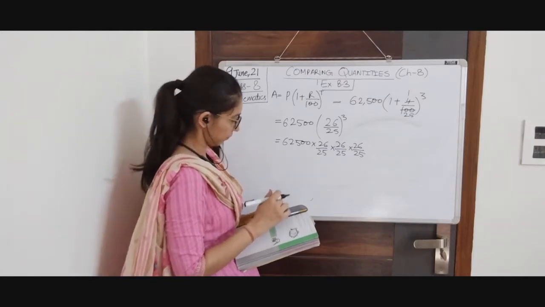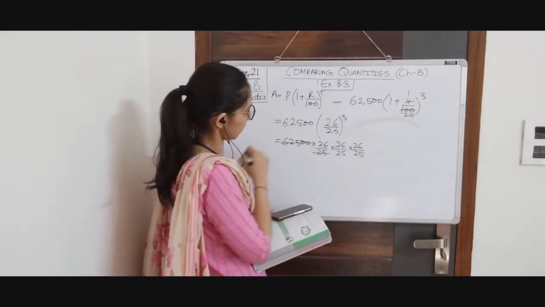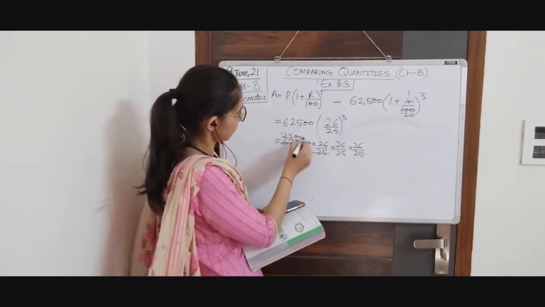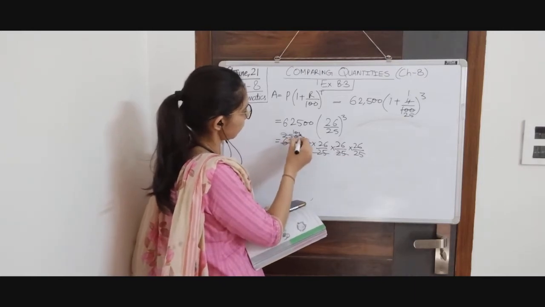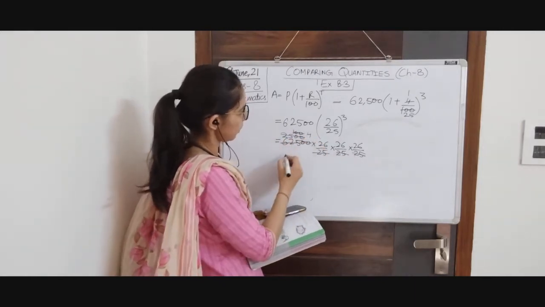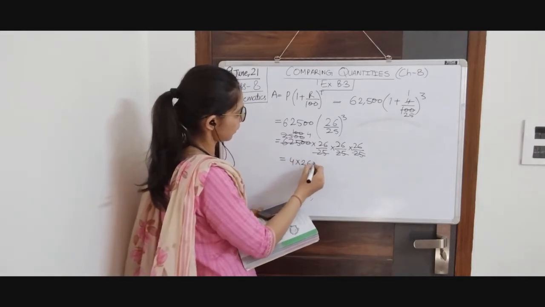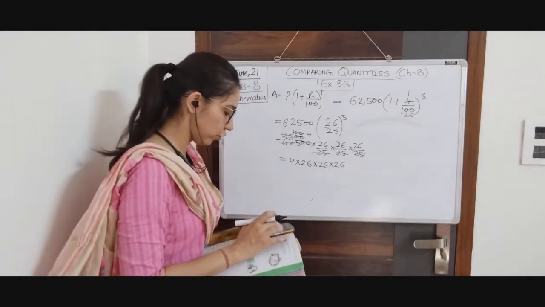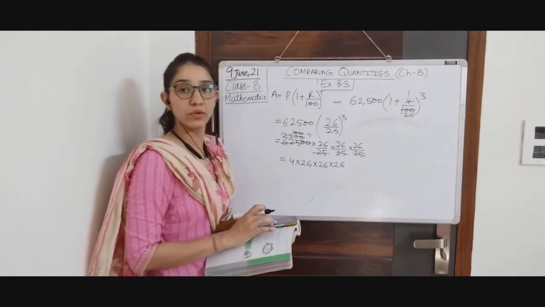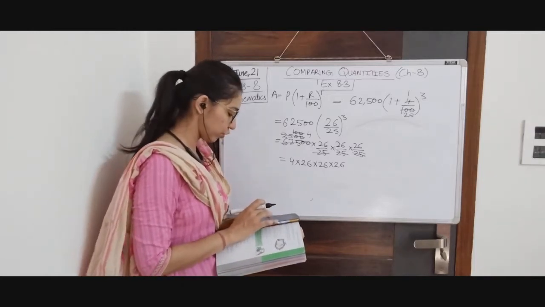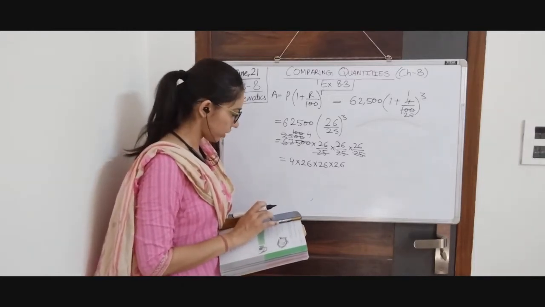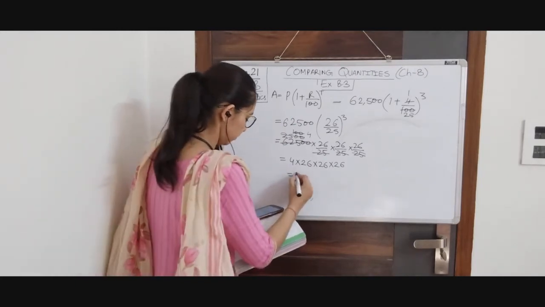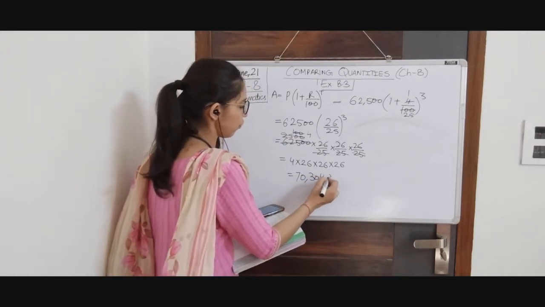Now, we got 26 into 26 into 26. I'm again repeating, you will be doing your calculation by hand instead of using a calculator, because you won't be provided with a calculator in your exam. So this is 70,304 rupees.